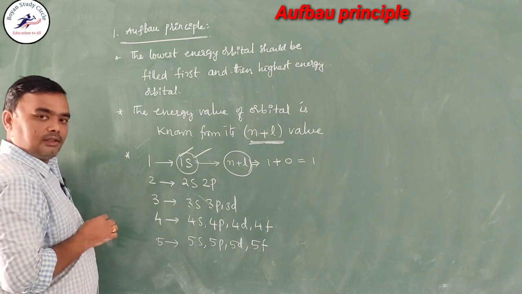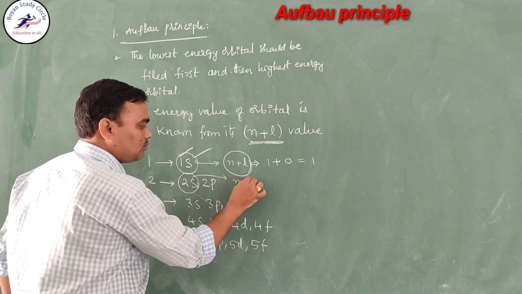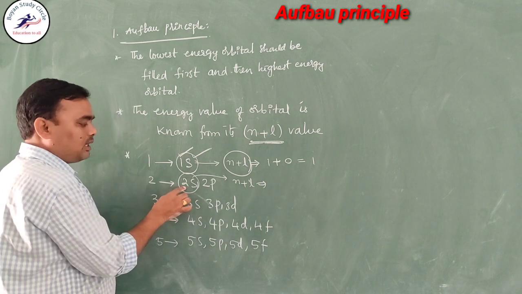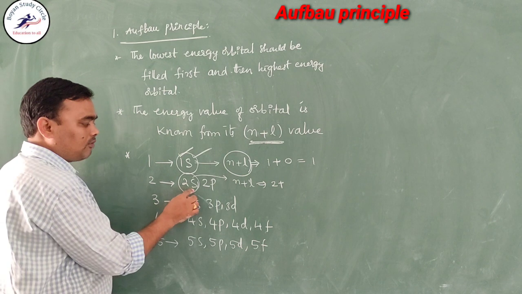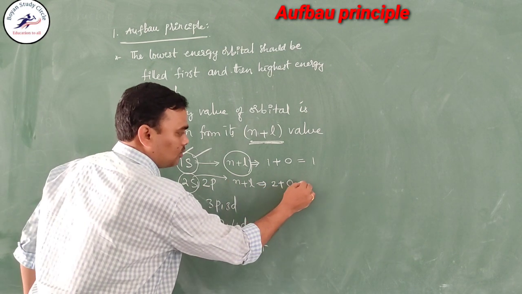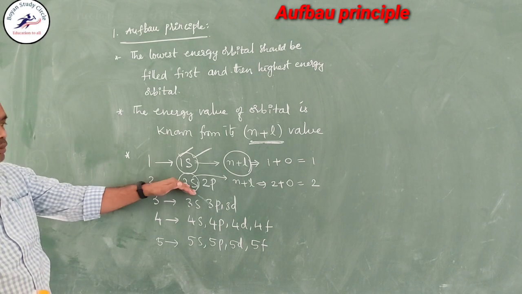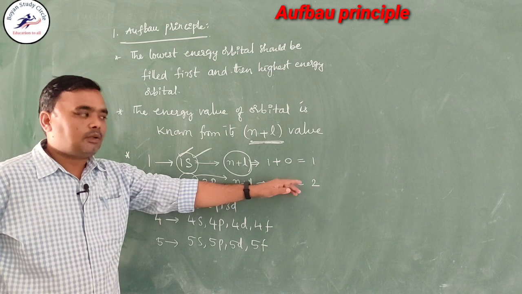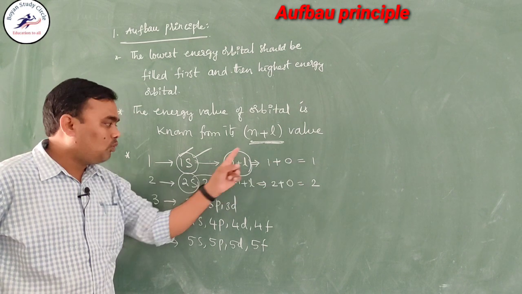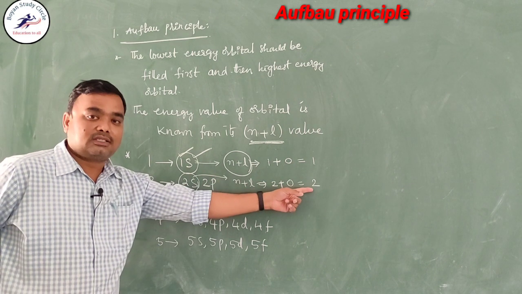1, right. And for 2s, what is the n plus L value? Here 2 indicates the principal quantum number, n value 2, and for s L value is 0. So, that means 2. So, among 1s and 2s, the n plus L values are 1 and 2. That means which is having lowest value? 1s is having lowest value 1 and 2s is having highest value 2.